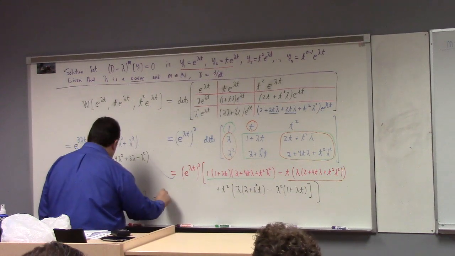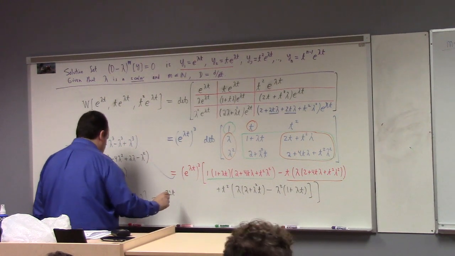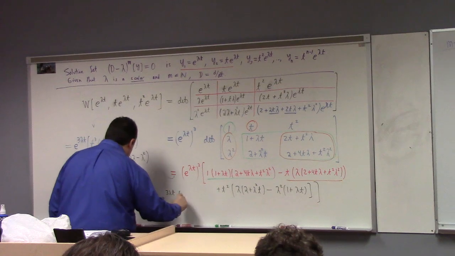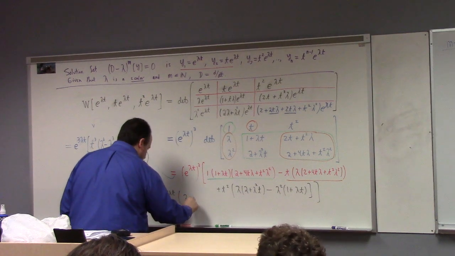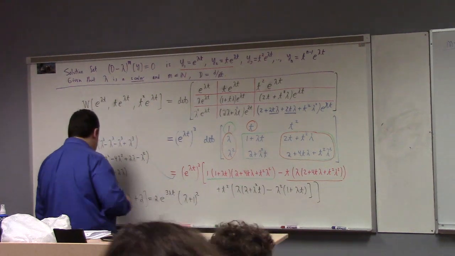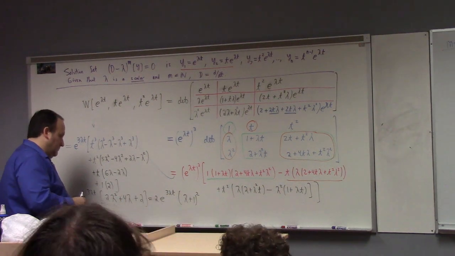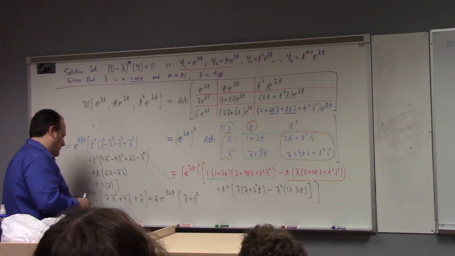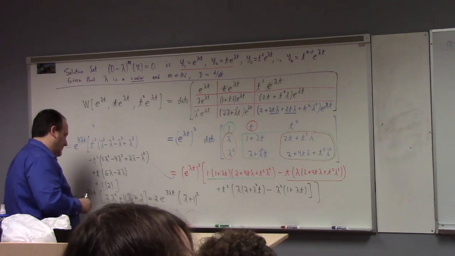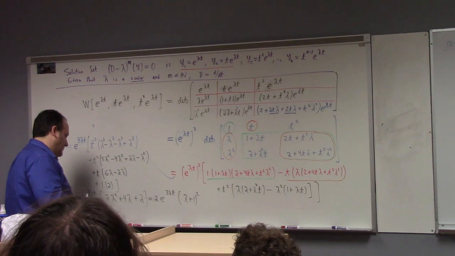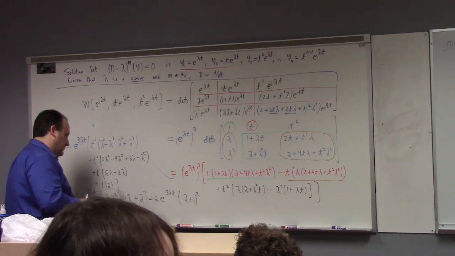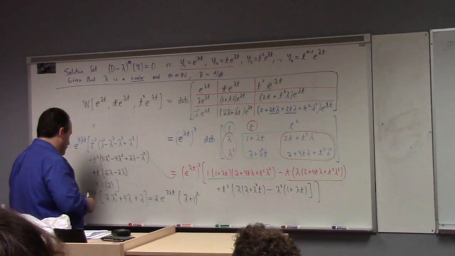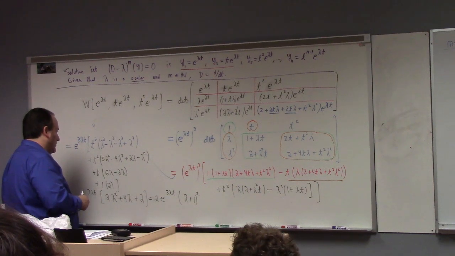Which is e to the 3 lambda t times what? Times 2 times lambda plus 1 squared. Or did I get that? Wait a minute, hold on a second. Is that lambda plus 1 squared? In the t squared term, I assume that's supposed to be 2 lambda squared. 2 lambda squared.